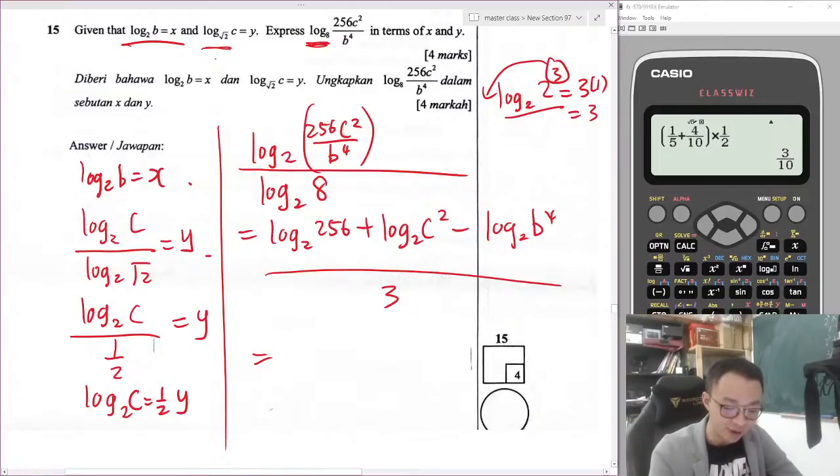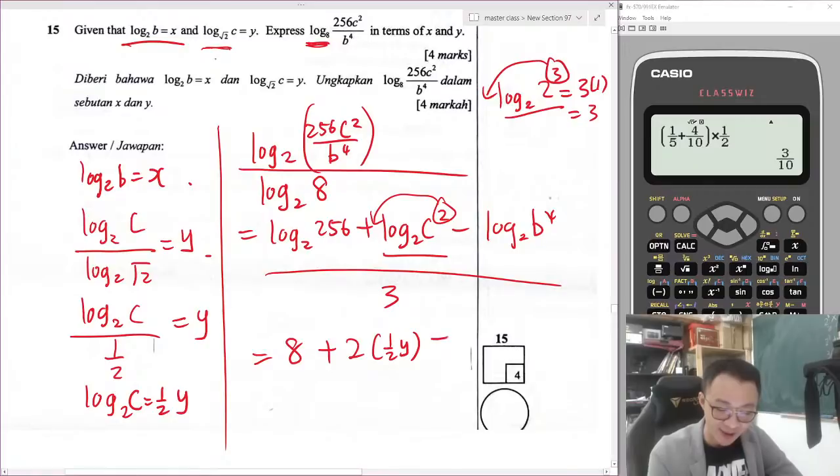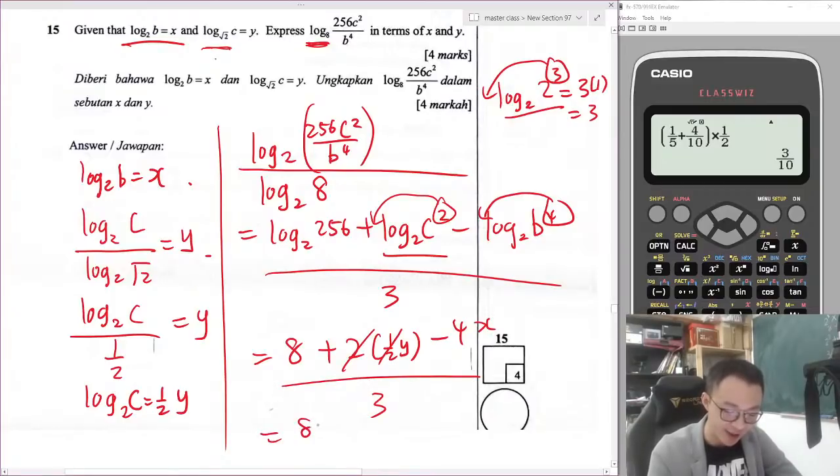So log 256 is 8, isn't it? So this one moves to the front, it is 2. Log base 2 of c, what is it? Log base 2 of c is half y. Minus the 4, I can move to the front, it is 4. Log base 2 of b is x divided by 3. Simplify. So it's 8 plus y minus 4x over 3.